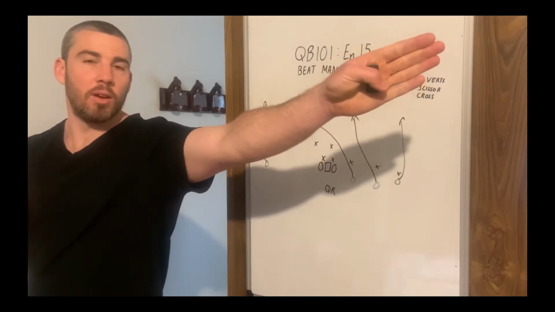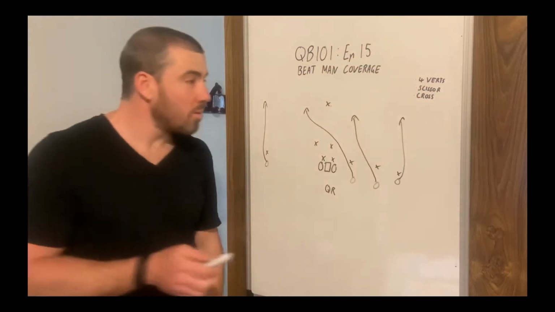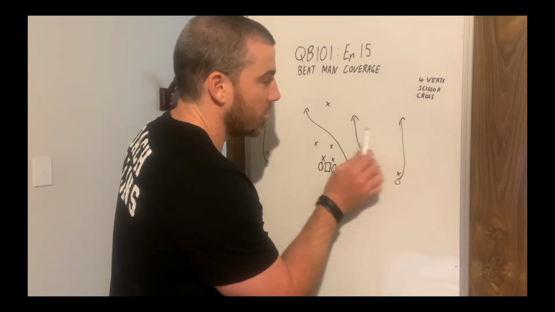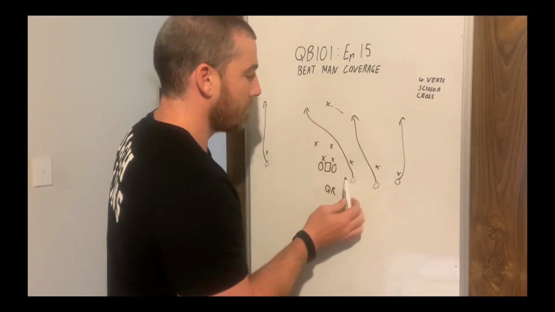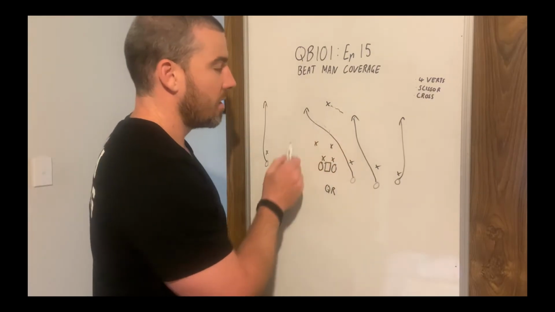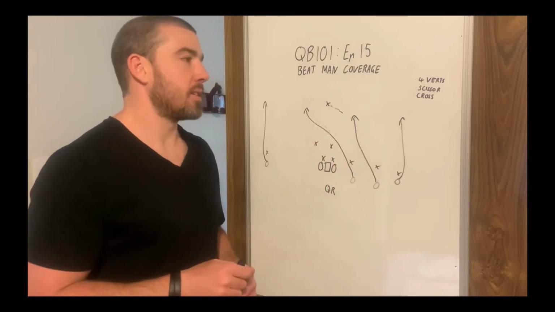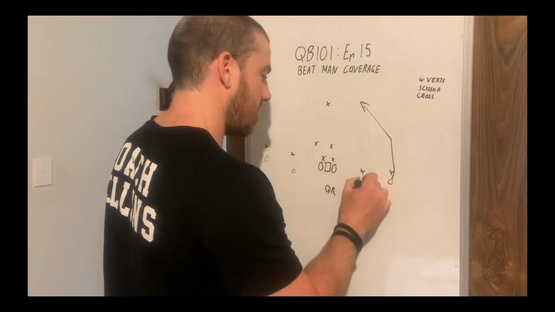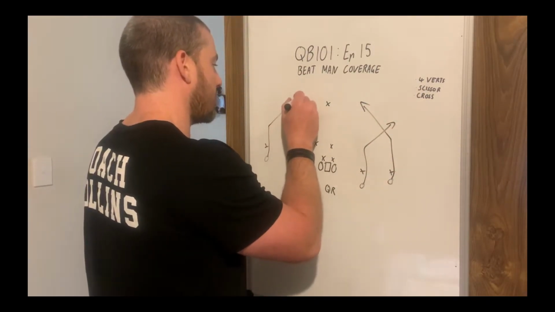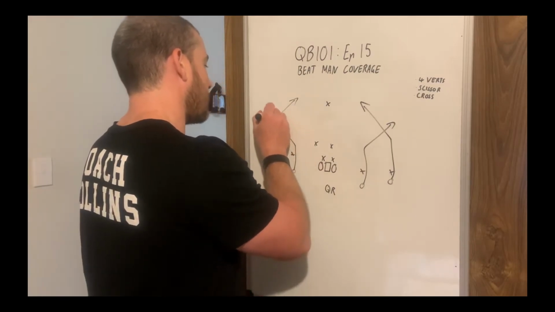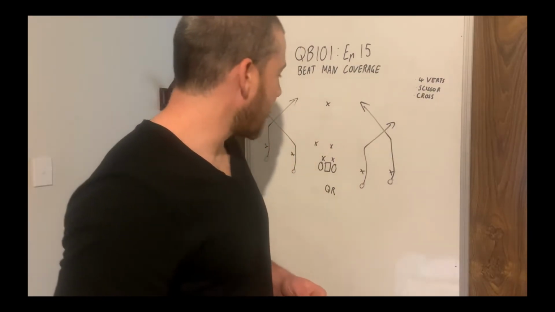Where's the safety going? Is the safety staying still? Probably one of these two is going to be a better option. If the safety's creeping over, there's a good chance that throwing the ball here is going to have success. The post and the corner. Post and corner.